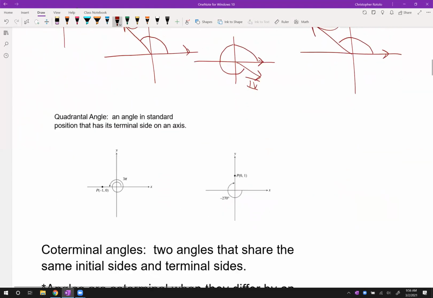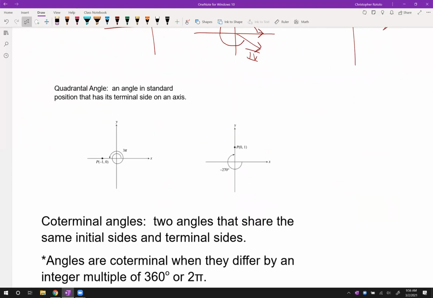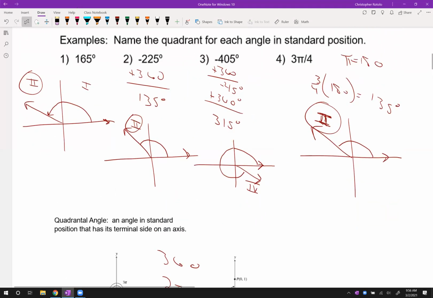All right. So here's what we're dealing with. We can go multiple times around, but like I said, we're going to try and avoid that. We're going to get rid of any multiples of 360 and any multiples of 2 pi. We're just going to try and avoid those because mathematically we can. So I don't really need to deal with that. All right, so coterminal angles: 2 angles that share the same initial sides. Well, we actually get into that right here.